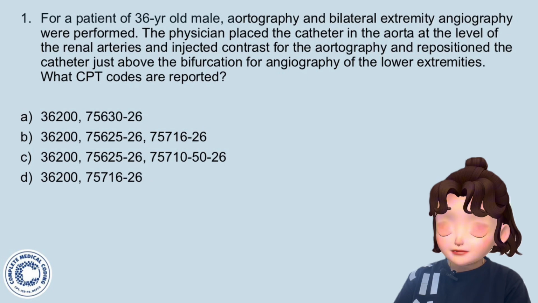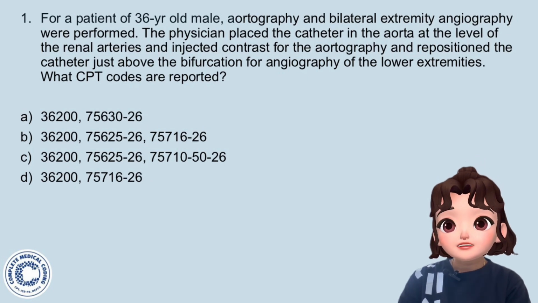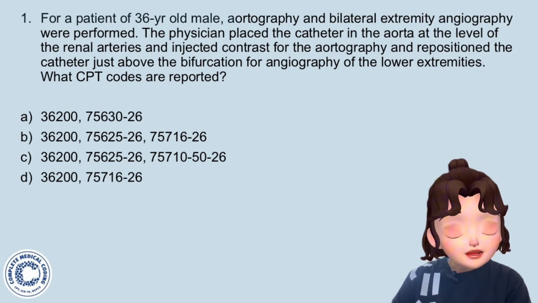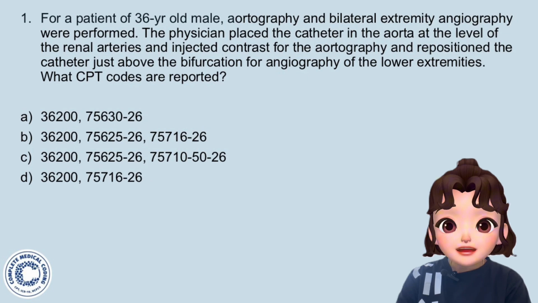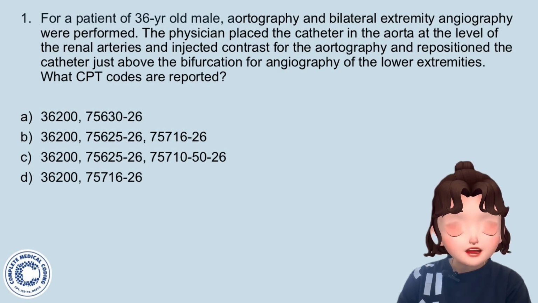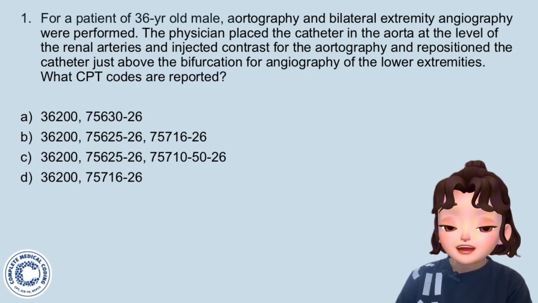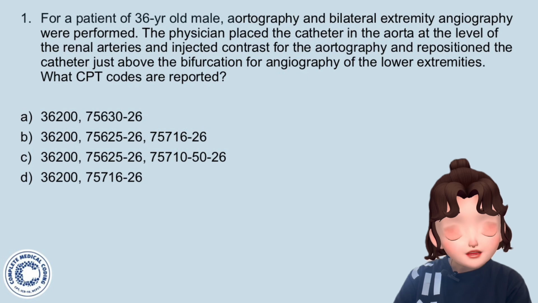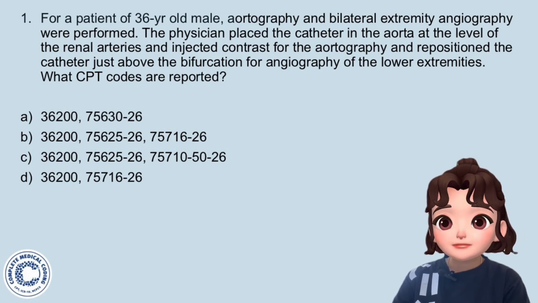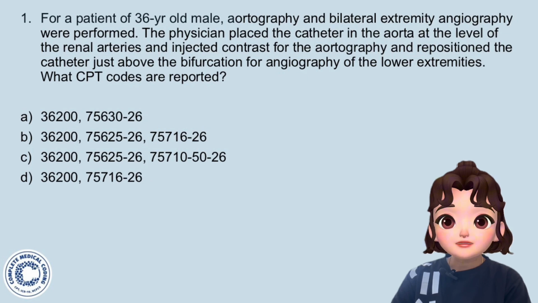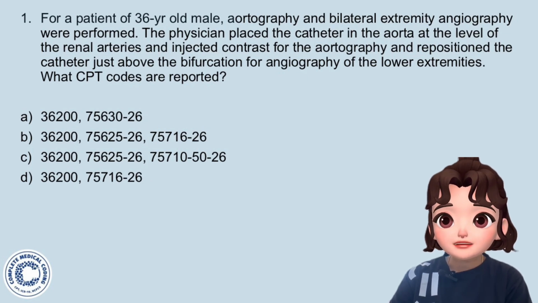Now what is 75716? 75716 is angiography extremity. This is what we need. Angiography extremity bilateral, radiological supervision and interpretation. Yes, bilateral extremity angiography, this is what we need. Also professional component, so append with modifier 26. So we got those codes also, 75716.